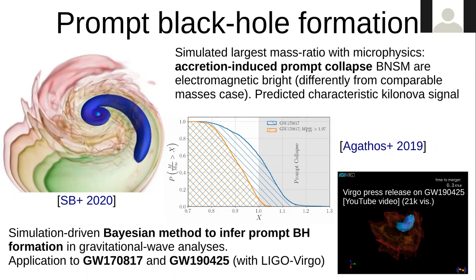And in particular, in the future, there might be a possibility to detect what we have predicted, that is a radiant, temporally extended kilonova that could inform us precisely on the binary mass ratio.